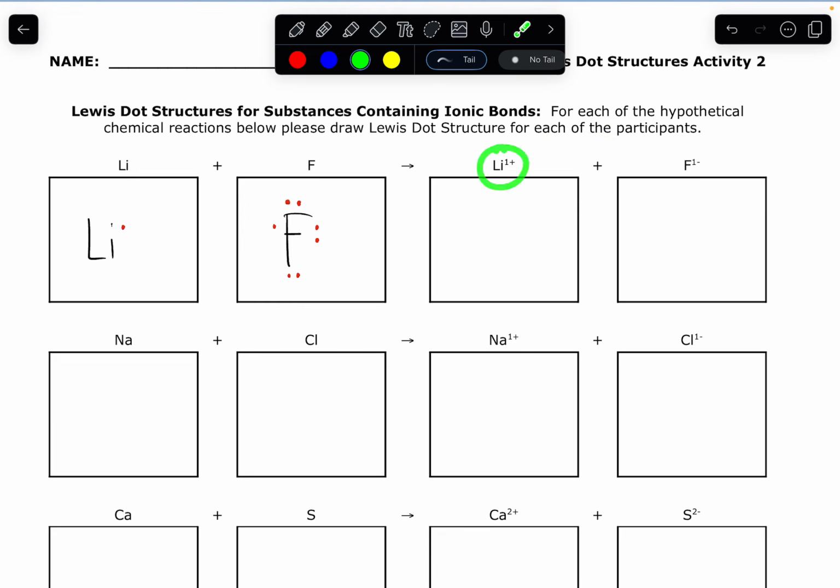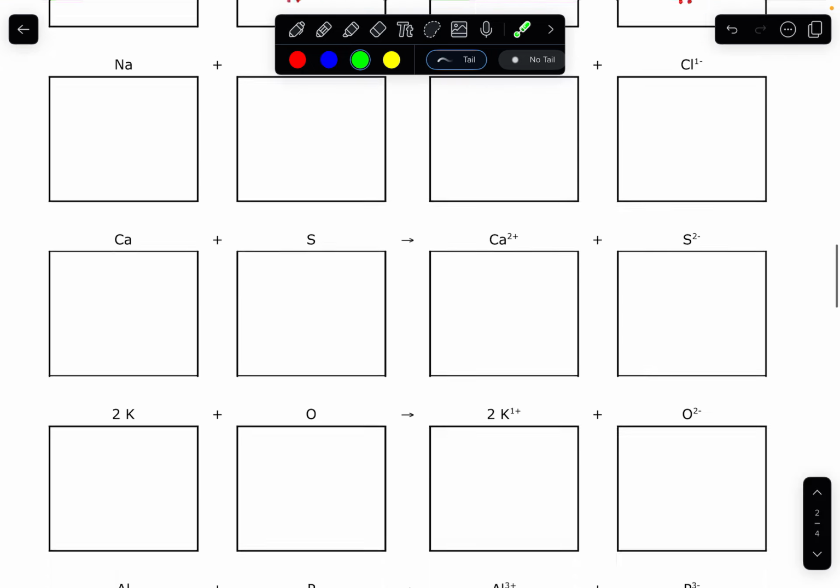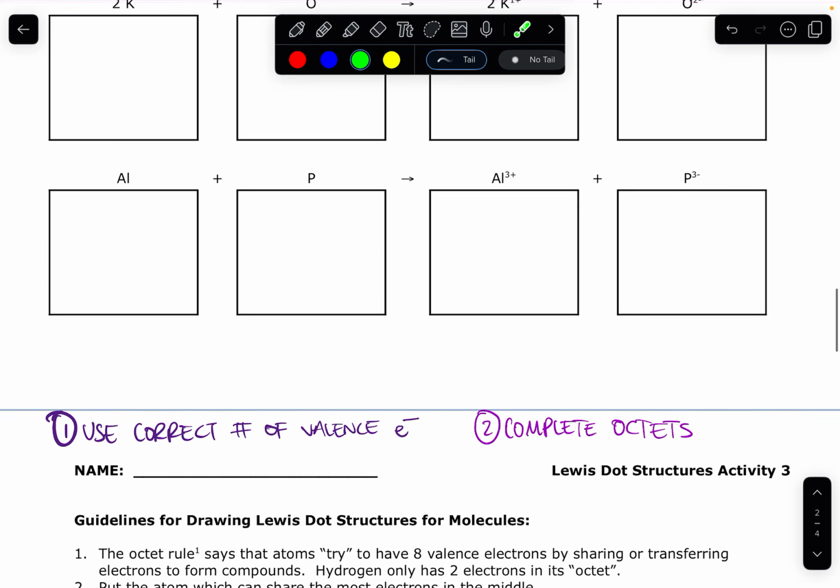So this reaction is going to produce a lithium ion with a charge of +1. How did it become charged +1? It lost an electron. How did fluorine become charged -1? It gained an electron. So whereas fluorine, when it was neutral, had 7 valence electrons, the negative ion now has 8. All right, so that's what these structures are going to look like for ionic bonds, resulting in the transfer of electrons.